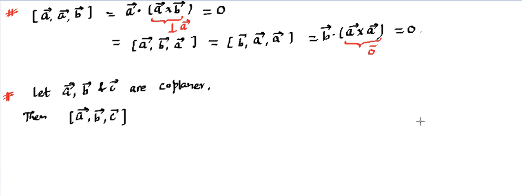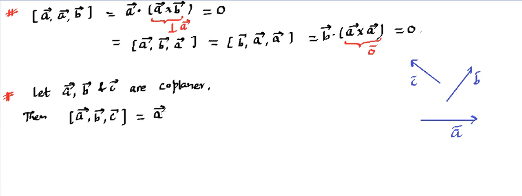If I draw, I can draw all of them in the plane of the board. So let's say this is A, this is B, and somewhere there is a C. That means all the three have been shown in the plane of this whiteboard that you are able to see. That's why these three vectors are called coplanar. Now if they are coplanar, what is the value of this scalar triple product A, B, C going to be? That's also an important result we need to remember.